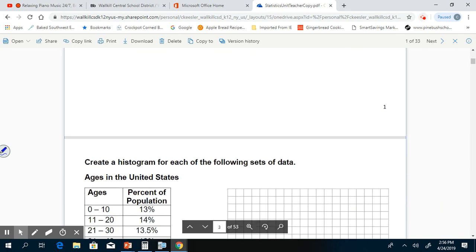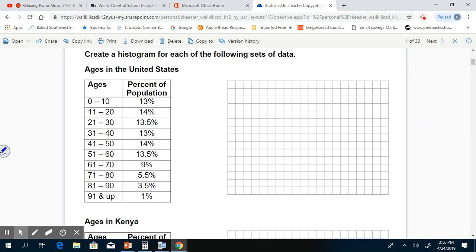Okay, so let's practice creating these histograms. So we have ages in the United States. So here is how a frequency table would be set up. So we have ranges here, 0 to 10, 11 to 20, 21 to 30, and so on, without a gap in between. So we're not going to be talking about 10 and a half or 20 and a half and so on. You're just rounding to 10 or rounding to 11 based on the age. So in our frequency table, we have those ranges, and then we have the percent of the population which falls into those ranges. So we're going to create a histogram.